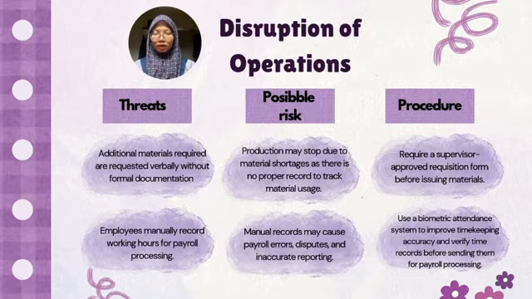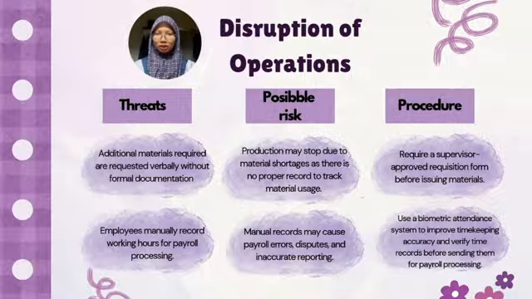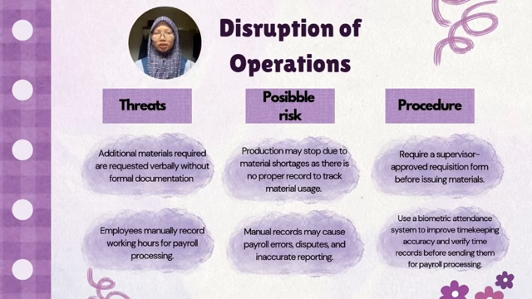The second threat involves employees manually recording their working hours for payroll processing. This creates a possible risk of payroll errors, disputes, and inaccurate reporting. To address this, PrimeCan should implement a biometric attendance system to improve timekeeping accuracy and verify time records before they are sent for payroll processing. These control procedures are essential to ensure the cost accounting remains accurate, reliable, and free from errors or manipulation.